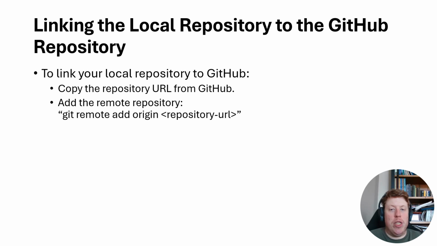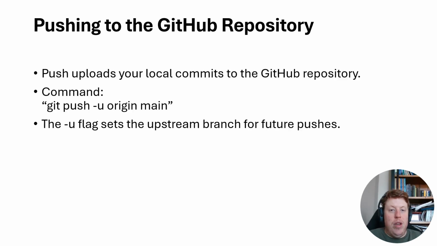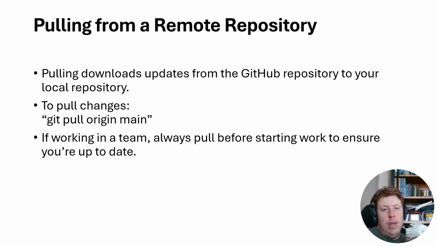Once your GitHub repository is created, link it to your local repository by copying the URL and using the command git remote add origin followed by the URL. To share your changes, push them to the GitHub repository using git push -u origin main. This sets up a link between your local branch and the remote branch, making future pushes easier.